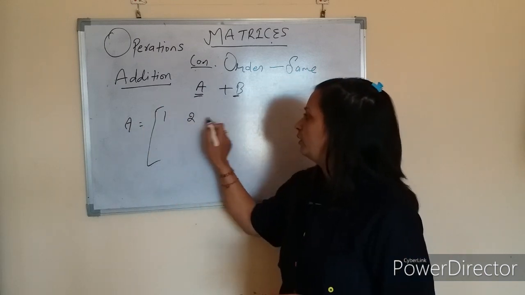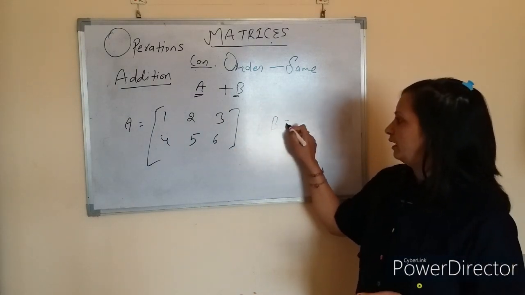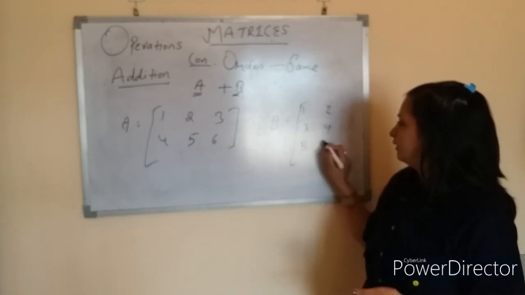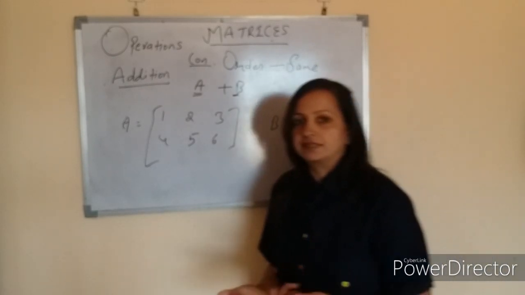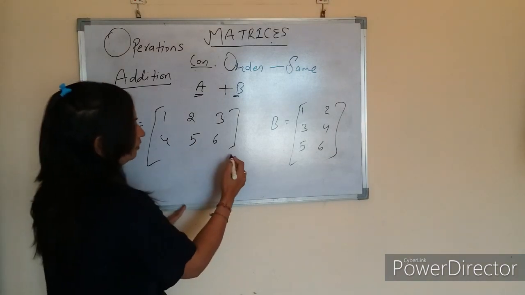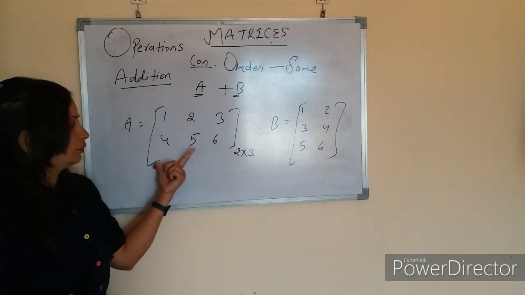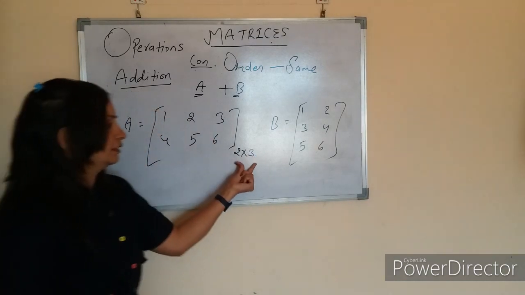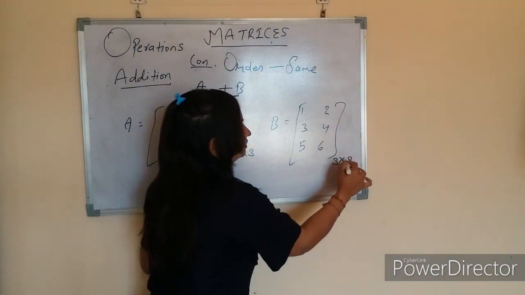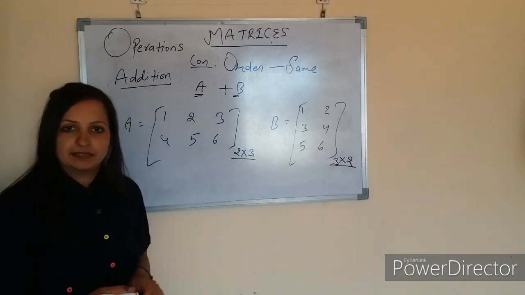Let's understand this condition with an example. If I have a matrix A like 1 2 3 4 5 6, and a matrix B like 1 2 3 4 5 and 6. In my last video I already discussed what the order of a matrix is. Here matrix A has the order, I think you all can answer right now, 2 by 3, because there are 2 rows and 3 columns in this matrix. But in matrix B the order is 3 by 2.